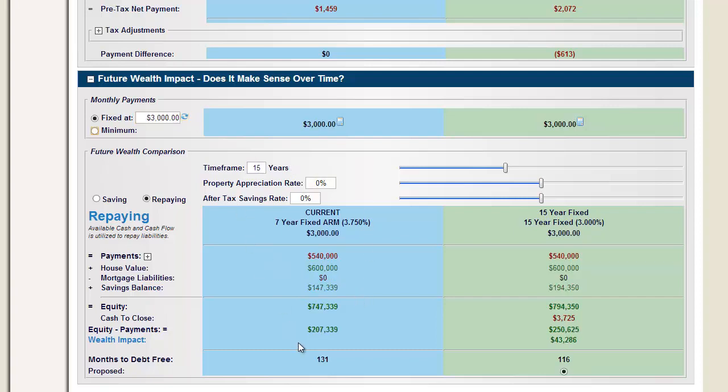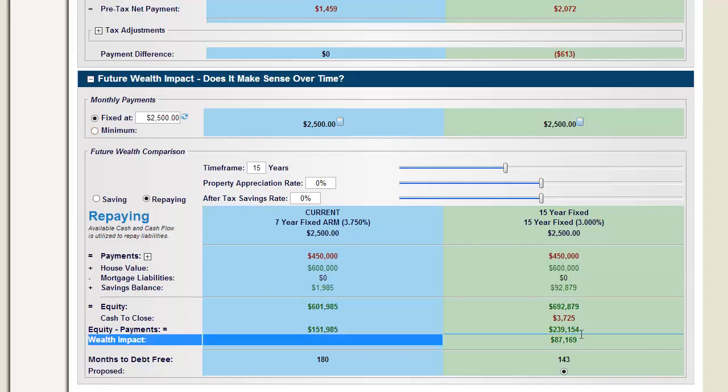At $3,000 a month, I would be debt-free in 131 months, but at the same payment I would be debt-free in 116 months here. How about $2,500 a month? Wow, $2,500 gives me exactly 15 years. But if I just paid $2,500 a month on my new 15, I would have been debt-free in 143 months. And again, look, I've got one number here to talk about: $87,169 is my net savings.